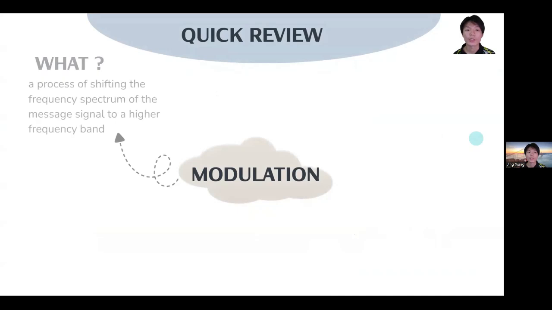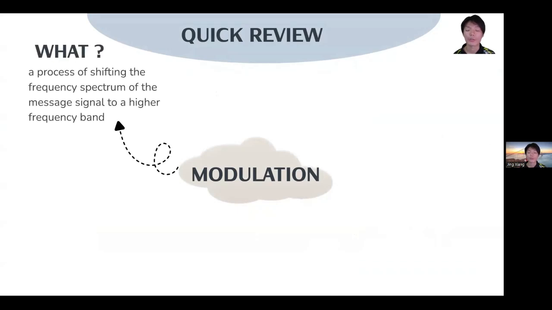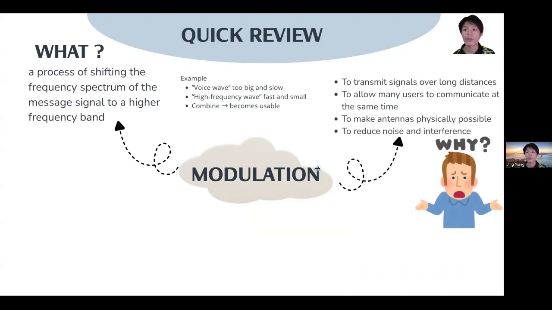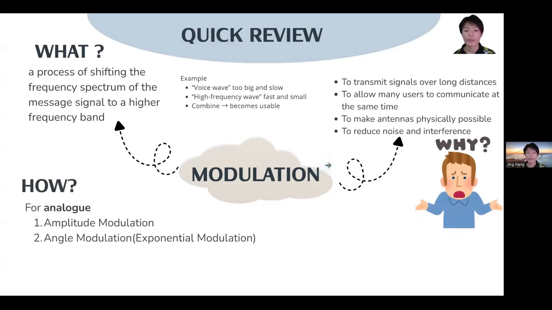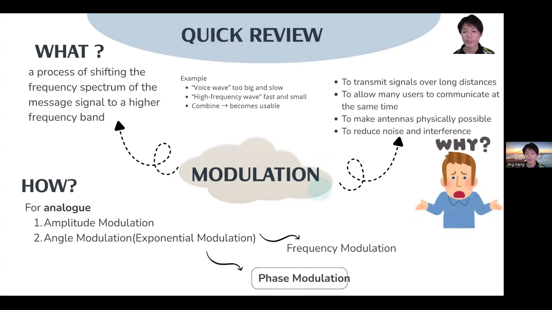Modulation is a process of shifting the frequency of a message signal to high frequency. For example, a voice is too big and slow, and a high frequency wave is fast and small, so we combine them to become usable. This is because we want to transmit signal over a long distance and so on. For analog, we have two types of modulation, which are amplitude and angle modulation. In angle modulation, we have frequency modulation and phase modulation. We only focus on phase modulation today.